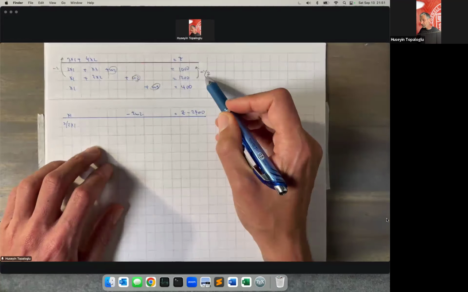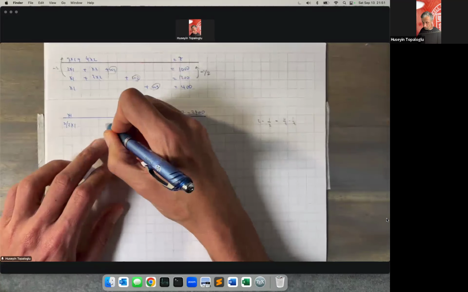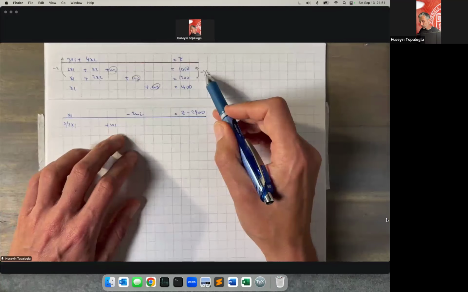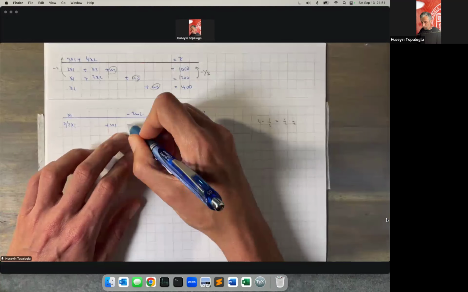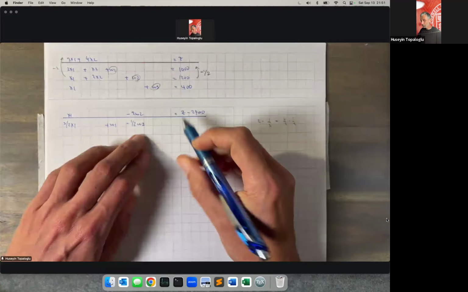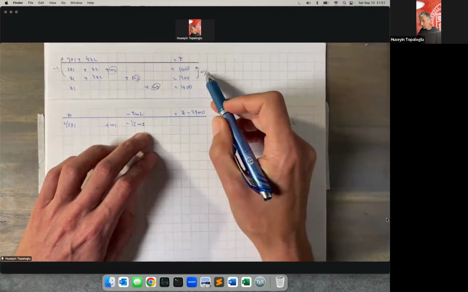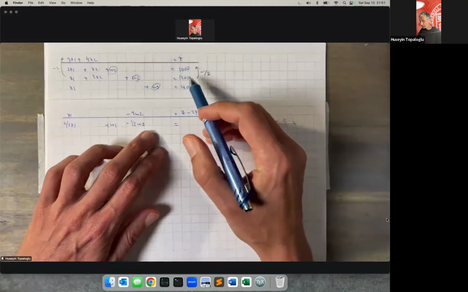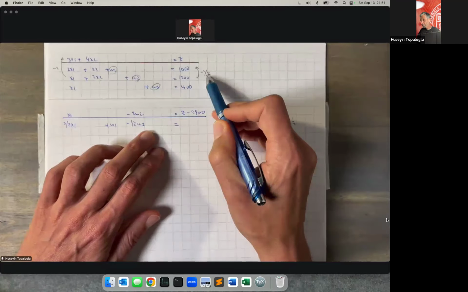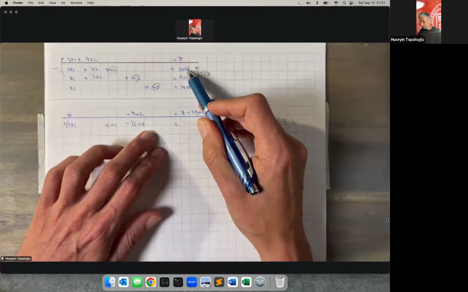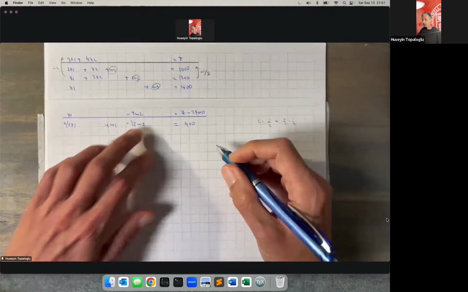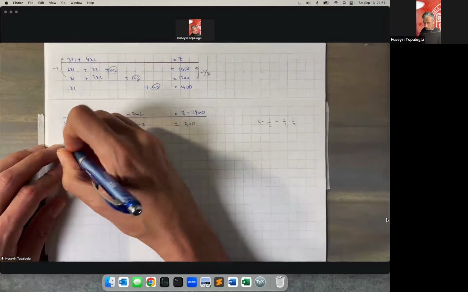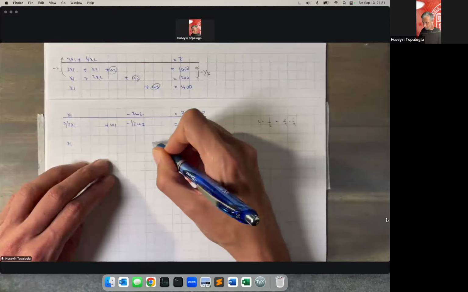0w1 times -1/2, 0w1 plus another w1, that's a w1. w2 times -1/2, -1/2 w2 plus 0w2, -1/2 w2. 0w3 times -1/2, 0w3 plus another 0w3, 0w3. And on the right-hand side, 1200 times -1/2 is -600 plus another 1000, 400. Good. We're not going to apply any row operations on the third constraint row. Let's write it as it is.